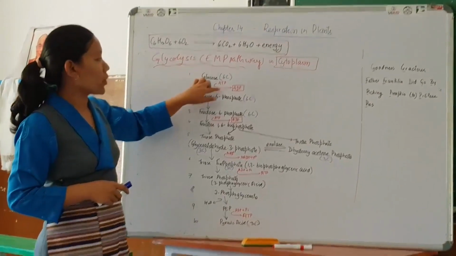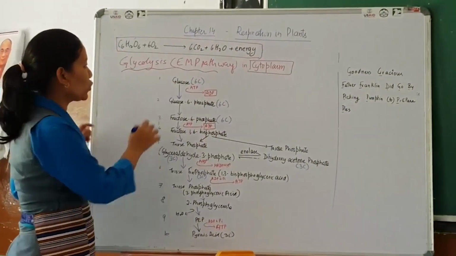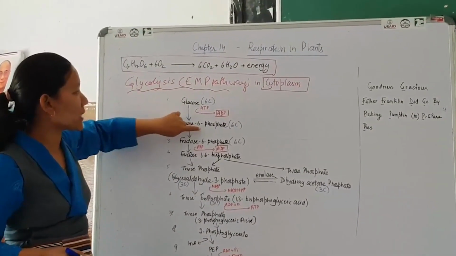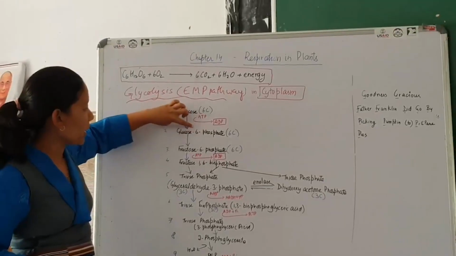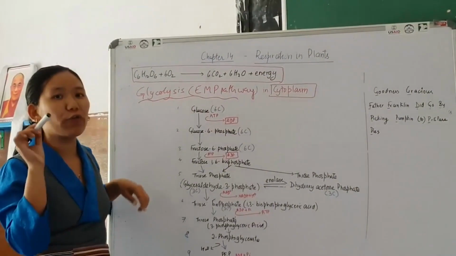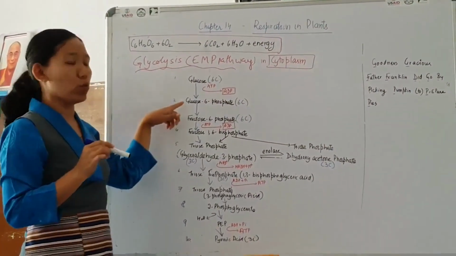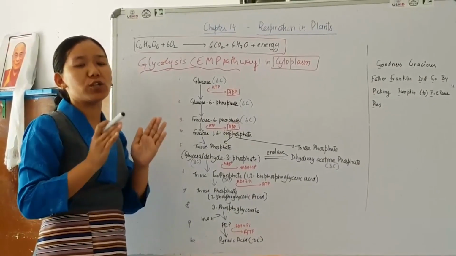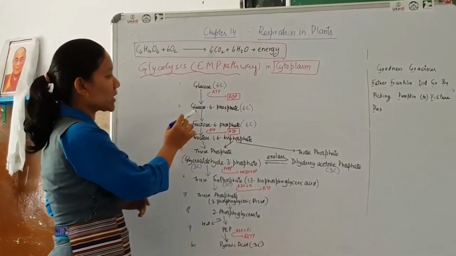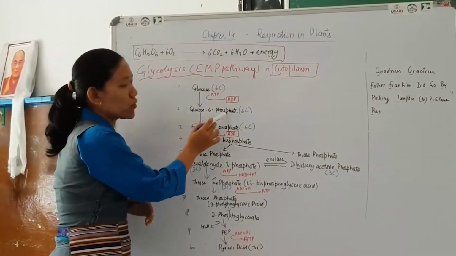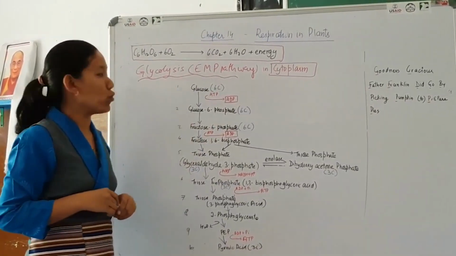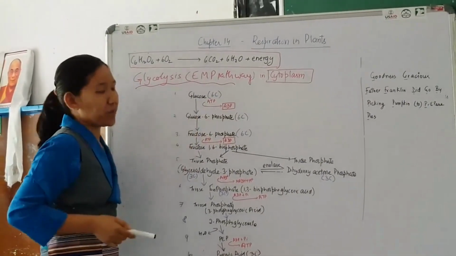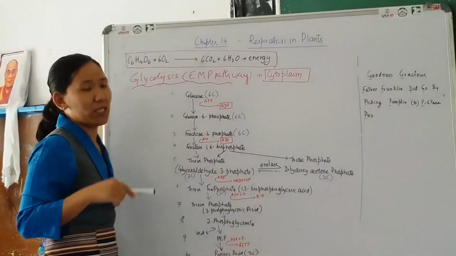So in the first step, you can see the utilization of ATP. So glucose is phosphorylated into glucose 6-phosphate. The numbering given here is the position of the phosphate on the glucose. So glucose has 6 carbons, carbon number 1, 2, 3, 4, 5, 6. So on the 6th position of the carbon, phosphate is present. So glucose 6-phosphate, and here ATP is utilized, so we have to minus.